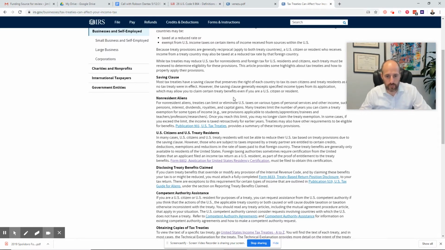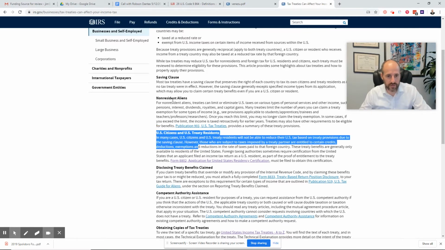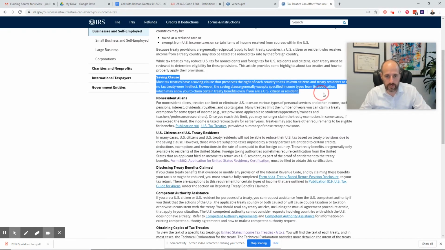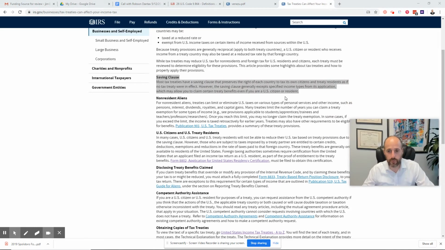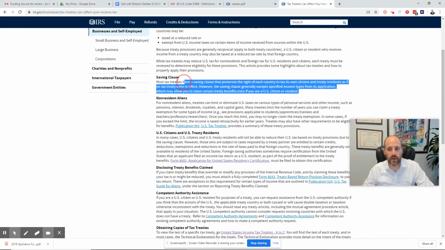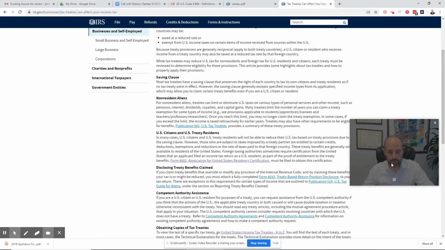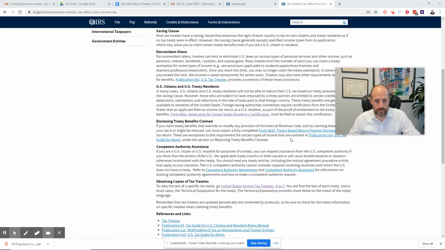The biggest thing is a savings clause. Most tax treaties have a savings clause that preserves the right of each country to tax its own citizens and treaty residents as if no treaty were in effect. However, the savings clause generally excepts certain types of income from its application. And really what the treaties do is just elaborate and explain how the code is being interpreted in terms of business between the two countries.